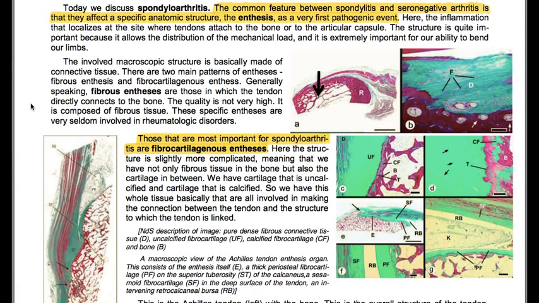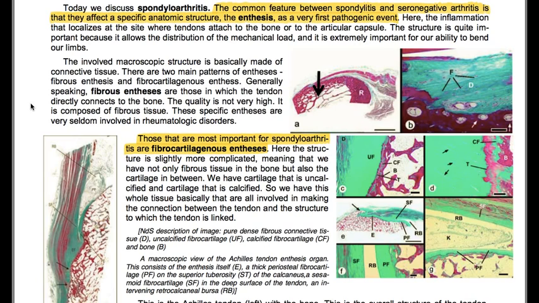Spondyloarthritis. Today we discuss spondyloarthritis. A common feature between spondylitis and seronegative arthritis is that they affect a specific anatomic structure, the enthesis, as a very first pathogenic event. Here the inflammation localizes at the site where tendons attach to the bone or to the articular capsule. The structure is quite important because it allows the distribution of the mechanical load, and it is extremely important for our ability to bend our limbs.